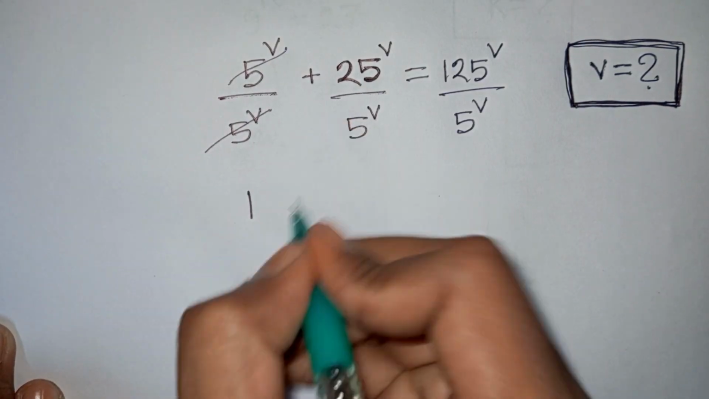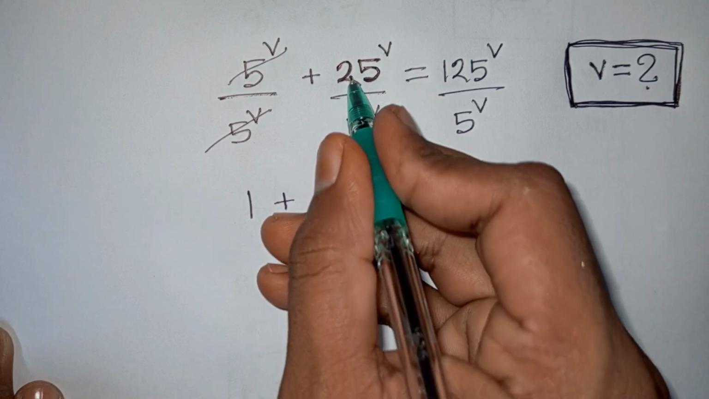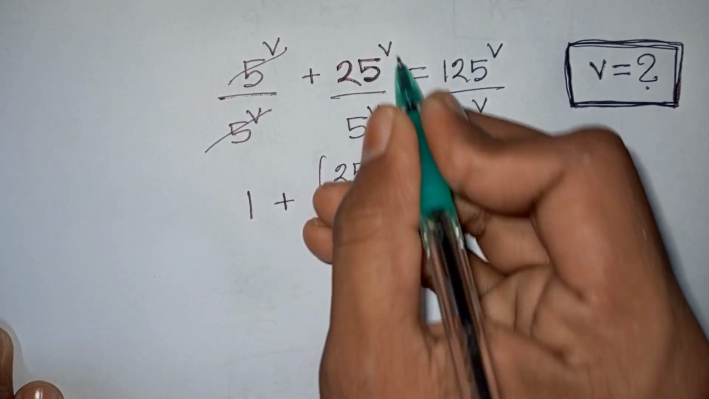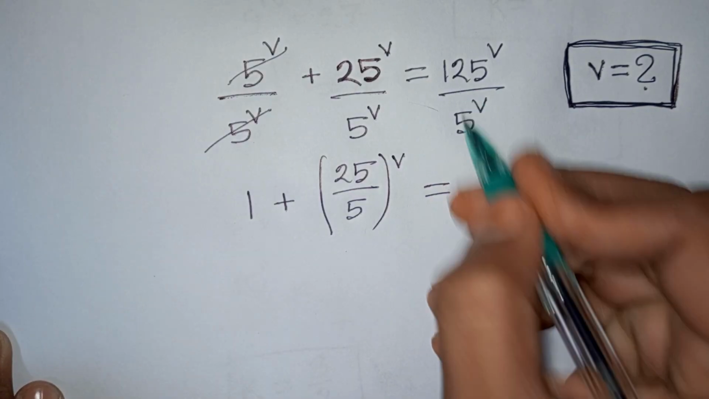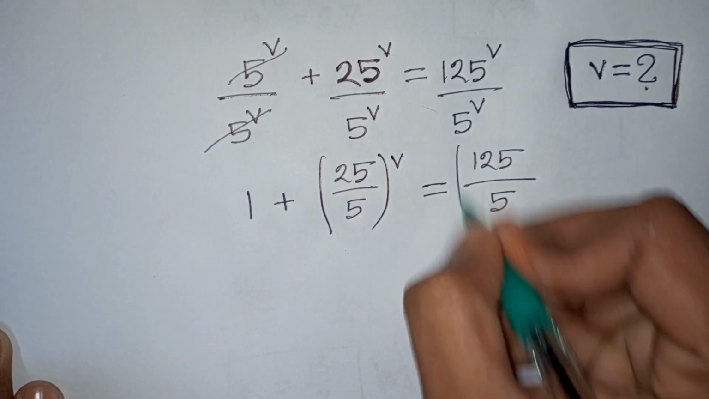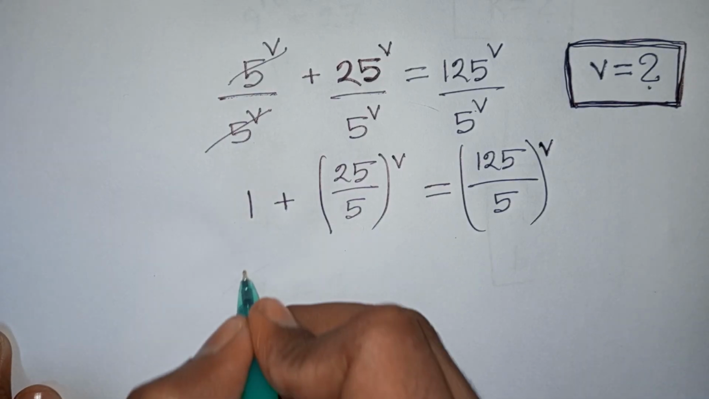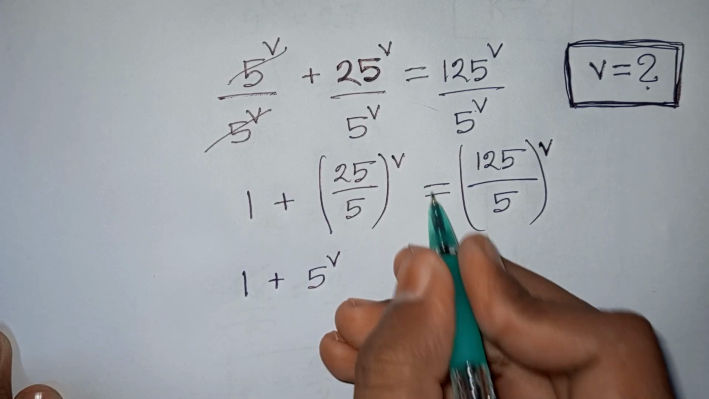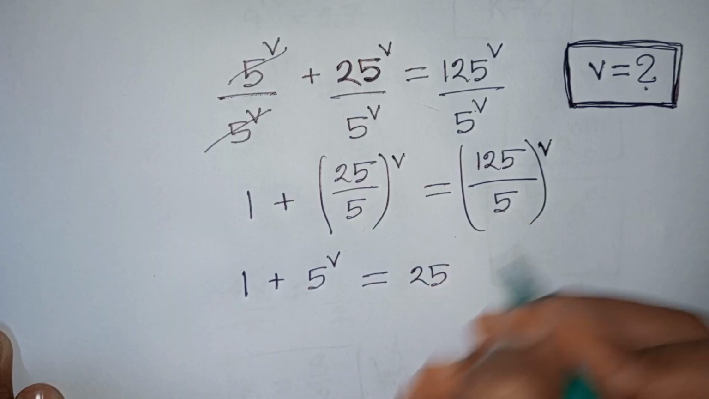So here 1 plus, v same power but different base, so it will be 25 over 5, bracket common power is v, is equal to again v same power but different base, so it will be 125 over 5, bracket common power is v. In the next step we have 1 plus 25 divided by 5, that means 5 power v, is equal to 125 divided by 5, that means 25 power v.